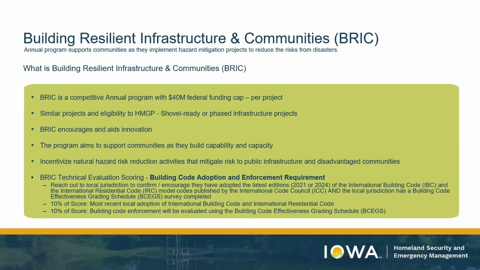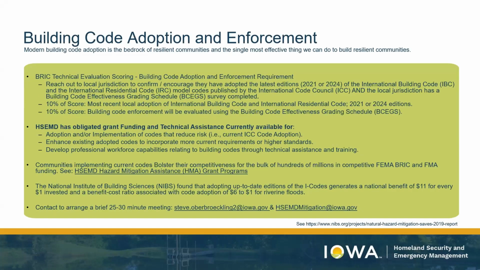In addition to that, there's the BCEGS, the Building Code Effectiveness Grading Schedule. We actually have information on that as well. So these are two things in the technical score that are controllable by the local communities. And again, a very important aspect of accessing the $1 million in grant funding is communities adopting and updating their codes to the most current editions and/or improving the implementation to build more resilient communities.